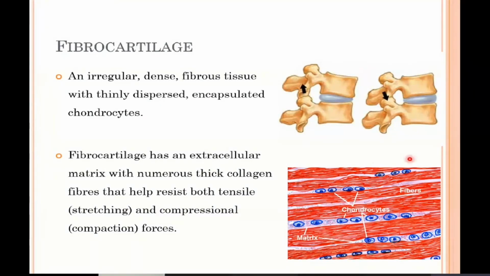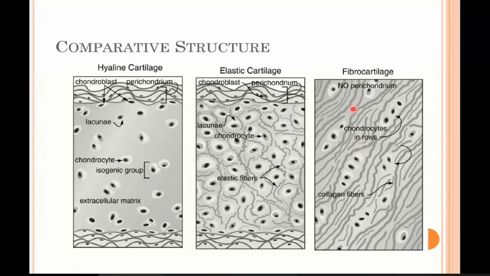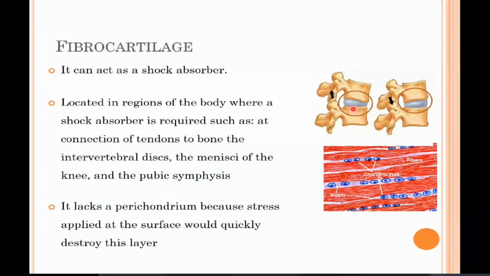Now the thing to ponder is that if there is no perichondrium present in this type of cartilage, how could those cartilage cells get nutrition from the blood? Okay, so fibrocartilage, we were discussing their function and role.